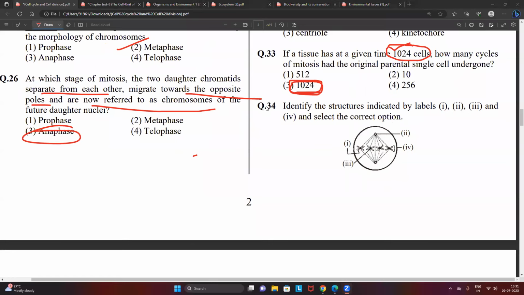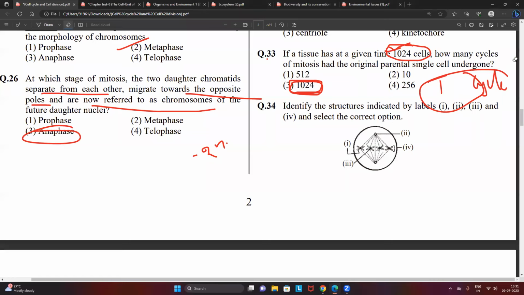Understand or not? I will re-explain. You just use the formula of 2 power n, which means, friends, 10 cycles are required. 10 cycles are required to produce 1024 cells. It's easy. What difficulty is in that? 10 cycles are required. Right. Correct.